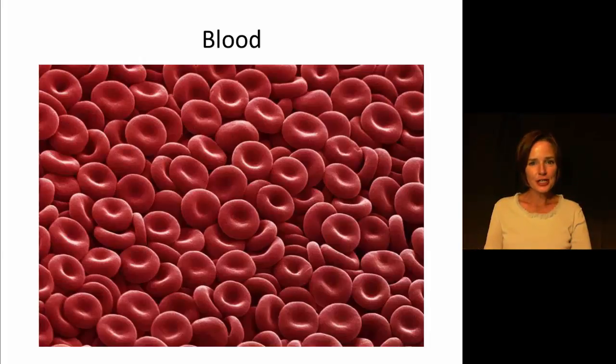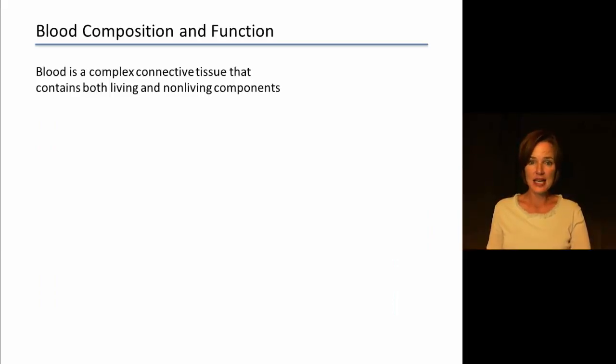What we're seeing in this picture is a view of our blood. Our blood is a very important component of our body's transportation system, and we're going to take a closer look at it here. Now, our blood is considered a complex connective tissue, and as a complex connective tissue, it does have both some living and then also some non-living components.